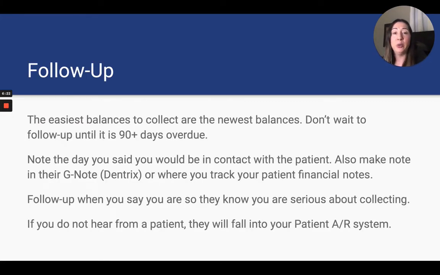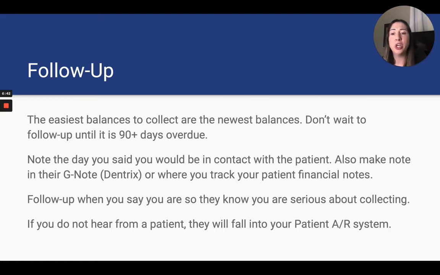All right, so following up. The easiest balances to collect are your newest balances. So this is why it is so important to pay at time of service, because the longer the patient goes without paying, the harder it is to collect that balance. You don't want to wait until it's 90 plus days overdue to collect that balance.